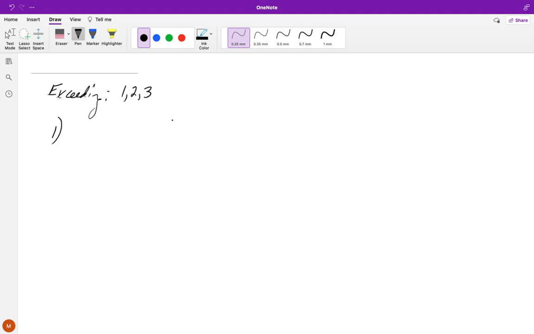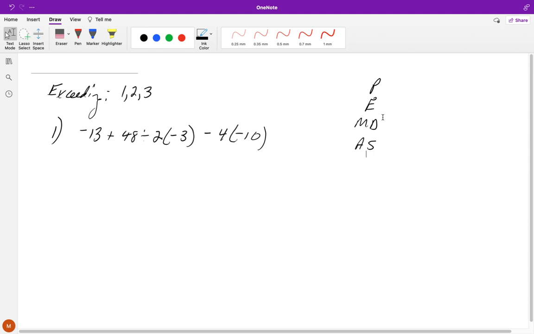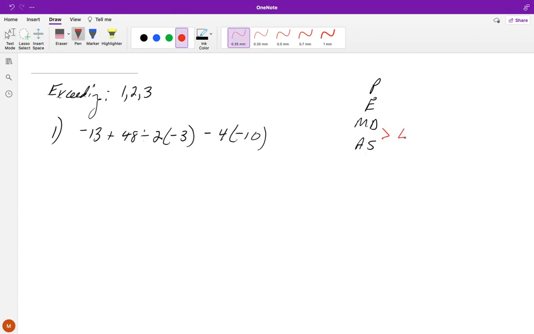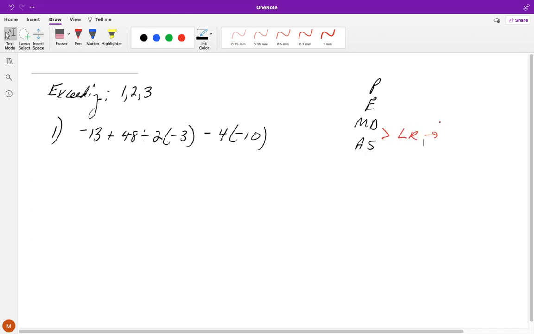So for question number one, it's negative 13 plus 48 divided by 2 times negative 3 minus 4 times negative 10. And remember, we're doing our PEMDAS here. But the problem is when we do PEMDAS, a lot of times people always do multiplication before division, but that's not true. We have to go for both of these. It is left to right. So we start from the left-hand side and move to our right.